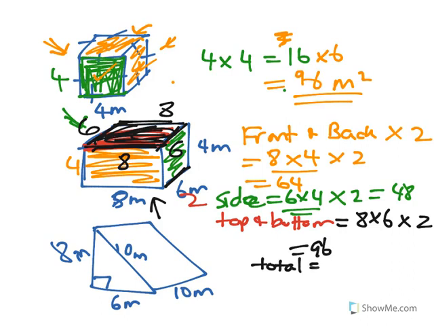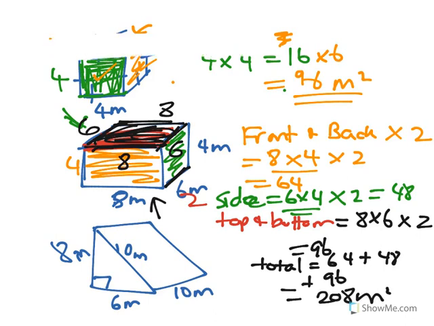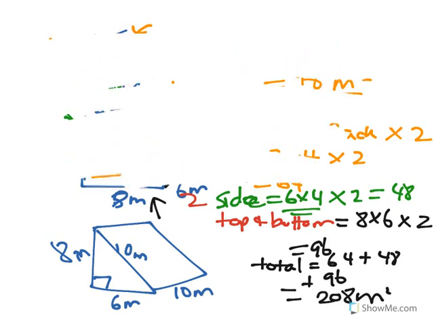So then when you get the total surface area, it would be 64 plus 48 plus 96. 60, 100, 196, 208 metres squared. Okay, so now what we're going to do is just look at the triangular prism.